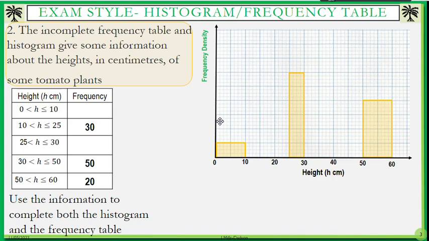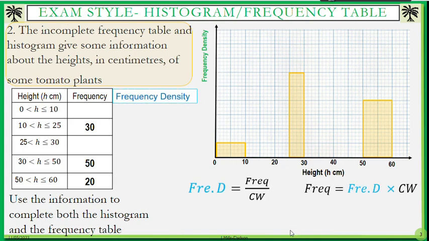Now, if you check the question carefully, you realize that the frequency density scale is not given to us, so we need to figure this out. So let's get our frequency density column, and don't forget your formula: frequency density equals frequency over class width, and frequency equals frequency density times class width.